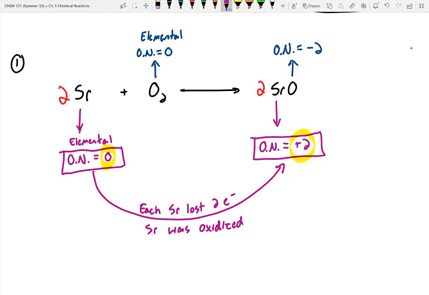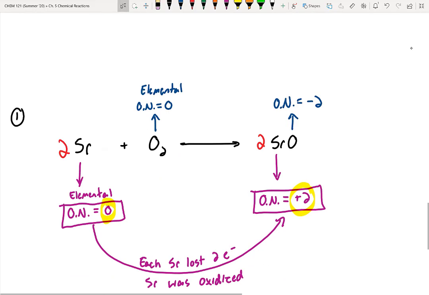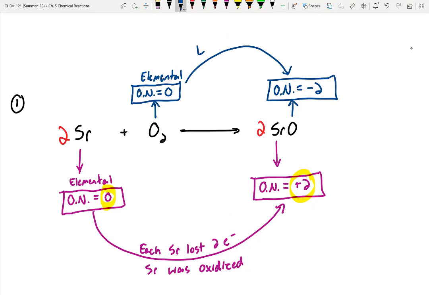Perfect. Okay, now let's go ahead and do the same thing for oxygen up here. And I'm going to slide everything down. Okay, so for oxygen, we started out with an oxidation number of 0, and we went to -2. So did we gain or lose electrons? Gained. Yeah, we must have gained 2 electrons. So each oxygen gained 2 electrons. Okay, and we know if we gain electrons that it must be a reduction, right? From LEO goes GER. So oxygen was reduced.